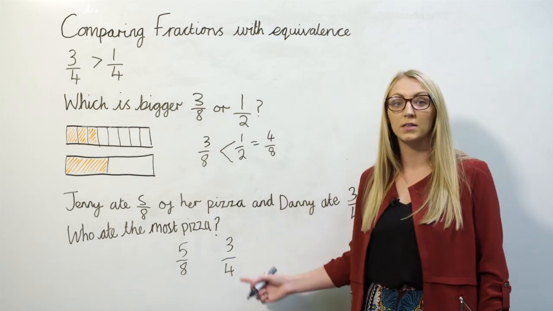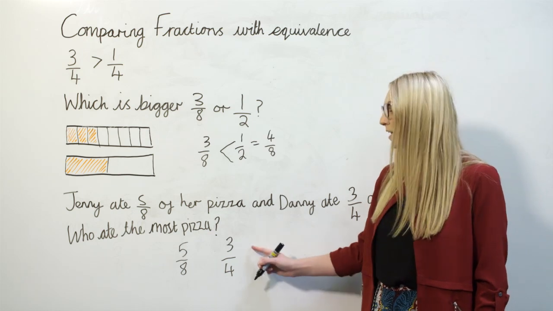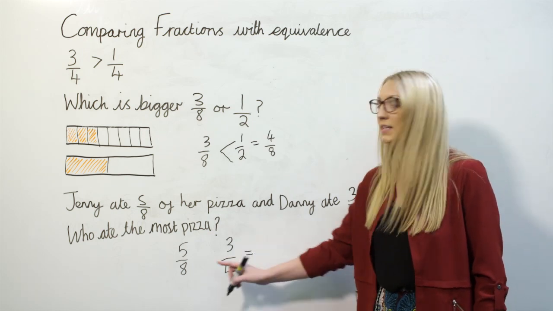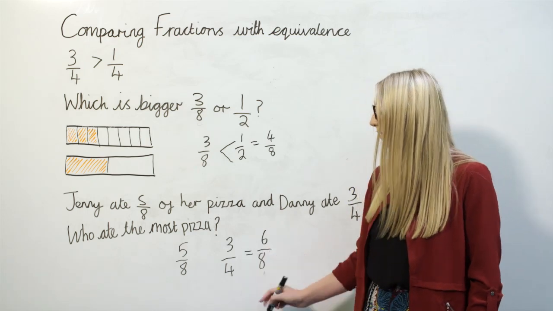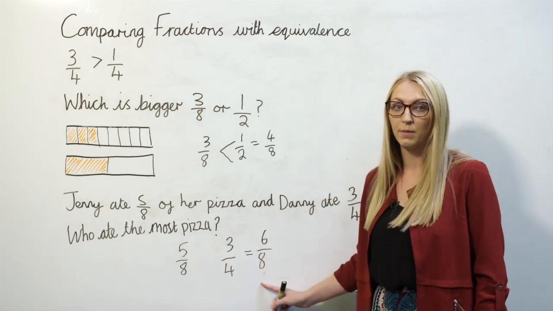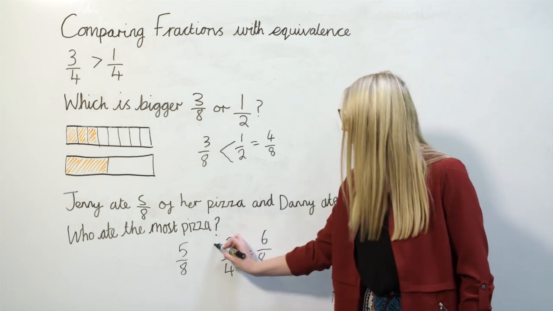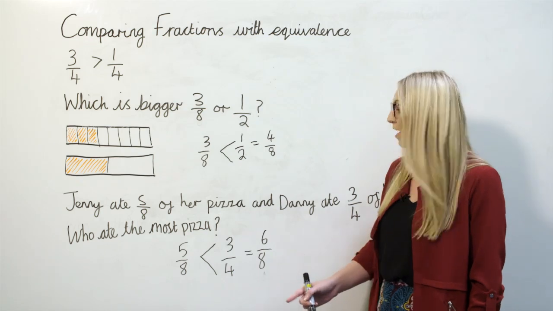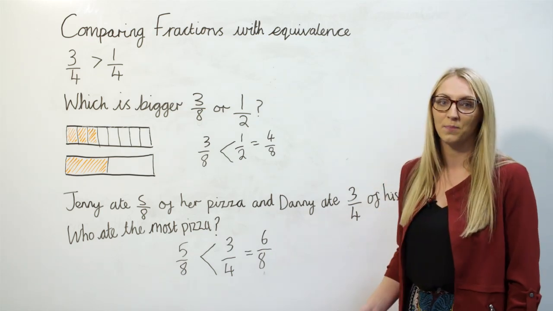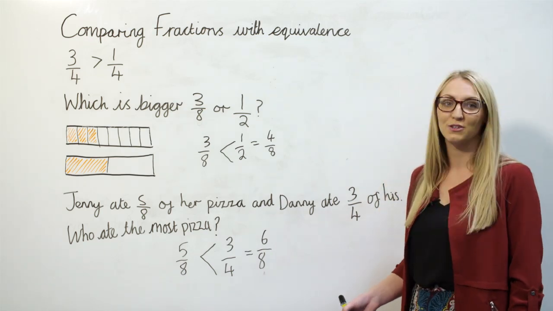And again, we notice that the denominators are not the same. So I'm going to find an equivalent fraction with the denominator of 8. So 6/8 is equal to 3/4. Now the denominators are the same, I can compare the two. I can see that 6/8 is greater than 5/8 because the numerator is bigger. Therefore, Danny ate the most pizza. And that's how you compare fractions using equivalents.